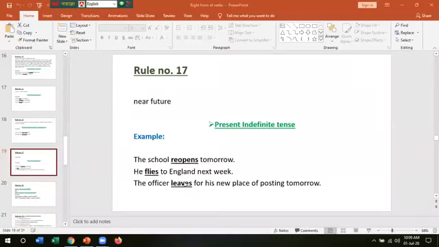Another example has been given. The officer leaves for his new place of posting tomorrow. Here you can also use, the officer will leave for his new place of posting tomorrow, or you can use, the officer leaves for his new place of posting tomorrow.